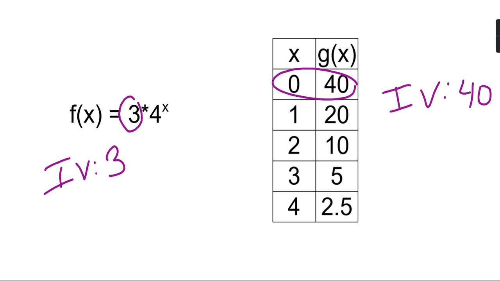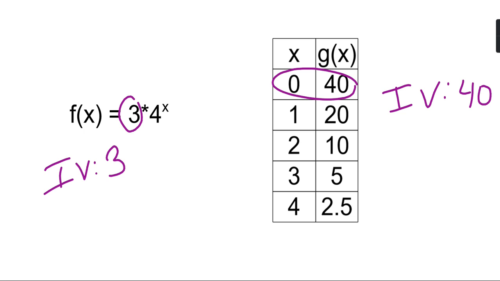How do I know that? Because that first letter in the equation is always my initial value. My initial value is the place where x is equal to 0. That's how I identified it on the table. So which one has the greater initial value? I would say g of x. Right, that function in the table is called g of x. That has the greater initial value.